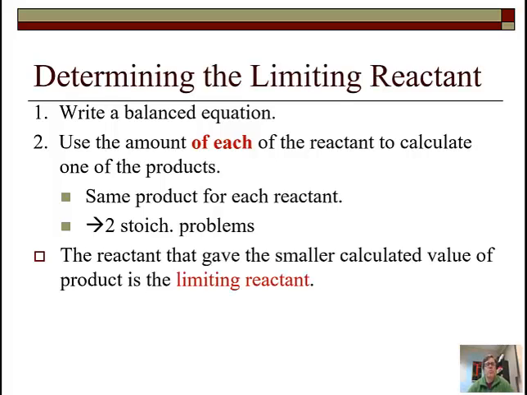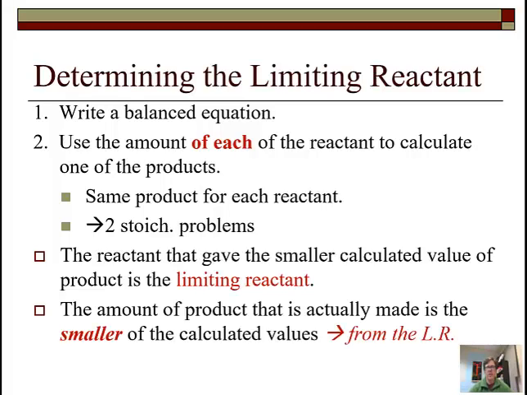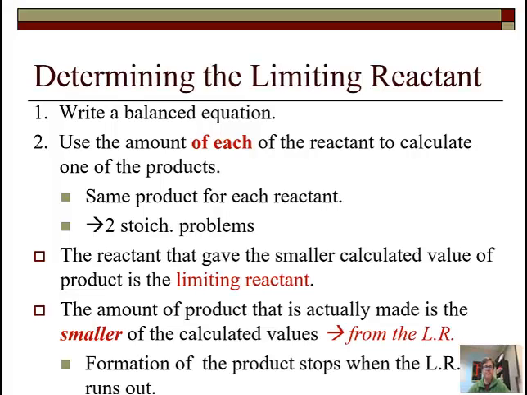At the end, when we do these 2 stoich problems, whichever reactant gives us the smallest amount of the product that we're looking for, that's going to be our limiting reactant. The other one then is our excess reactant. Okay, so the amount of product that's actually made is the smaller of those 2 calculated values when we do the 2 stoich problems, or 3, depending on how many reactants we have. Okay, and then the formation of that product is going to stop once the limiting reactant runs out. There's no more to make it.